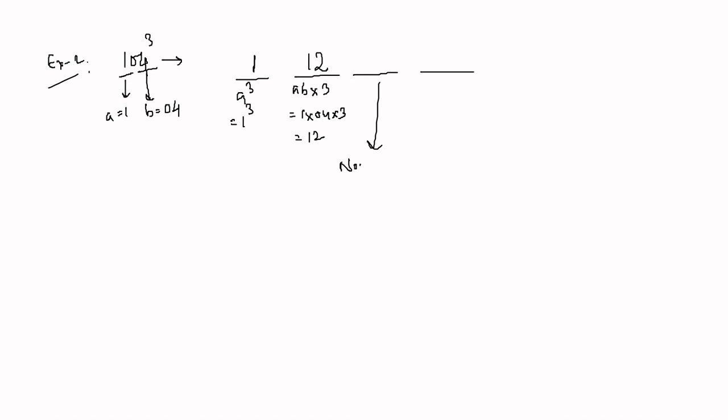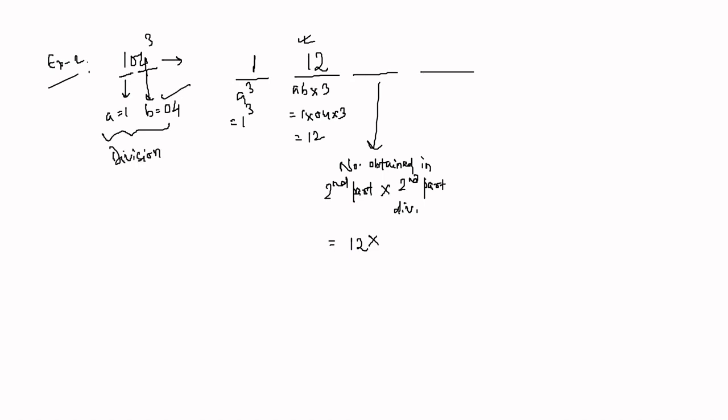What was the third step? The number obtained in the second part multiplied by the second part division. So the number obtained in the second part is 12, this 12, multiplied by the second part division. Remember I told you what is division? This is your division. So in the division, what is the second part? 04. So this becomes 48.